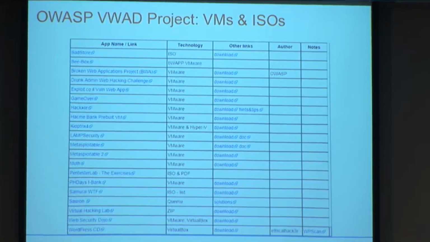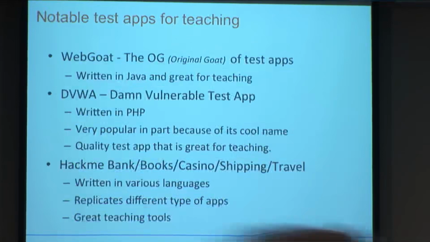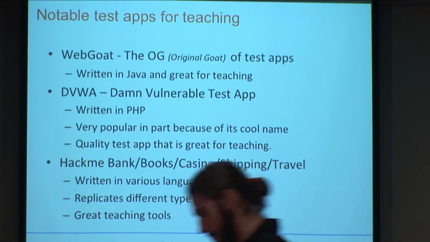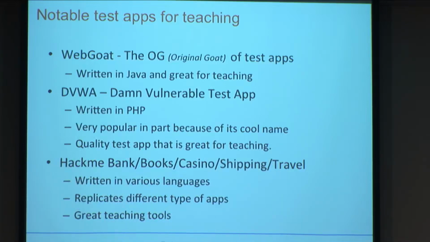One of the things that we see with all of these apps is that they are really built for different purposes. WebGoat was really built as a teaching tool. It walks you through learning how to hack a web app, and that's really its design. It's not really useful for testing automated scanners because it's not built that way, but it's great for teaching. Damn Vulnerable Web App really is a decent test app, but I think it's more popular because of its name than anything else. But it's actually pretty useful.